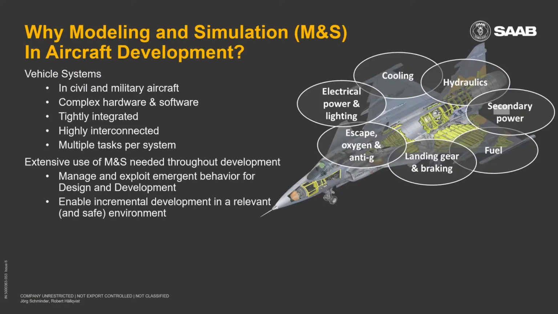Today, they typically consist of both complex hardware and software parts. They are tightly integrated with the aircraft as a whole and highly connected to one another. And each subsystem is designed to solve a number of different tasks. This is at large one of the reasons why we need to use modeling and simulation during development, in order to not only cope with emergent behavior that arises when these different subsystems interact, but also to exploit it to make a better product in a safe way during development.